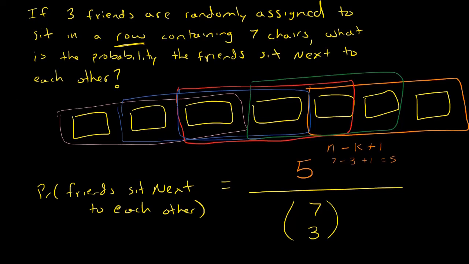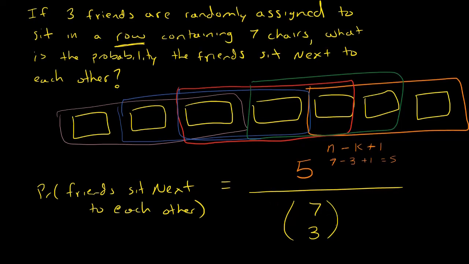You can also just, like I said, count through it and think it through, by seeing how many ways that you can sit together, right? But if you have many more chairs or more friends, then in general, this is the formula of how you arrive at that 5 here.